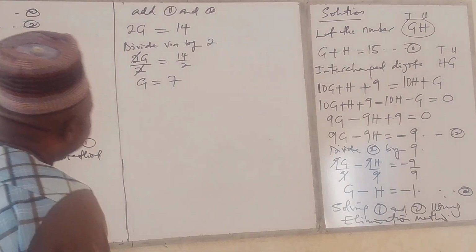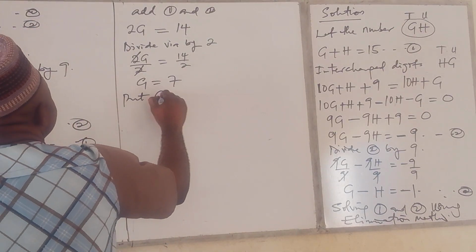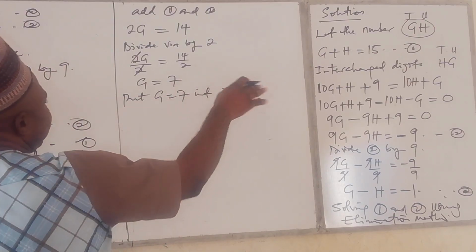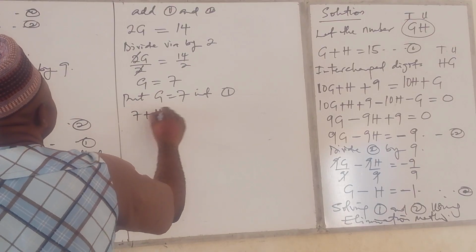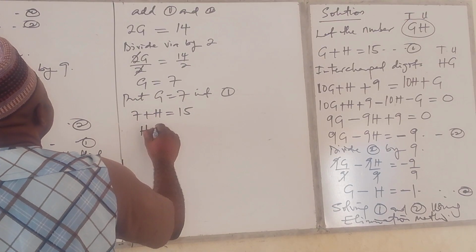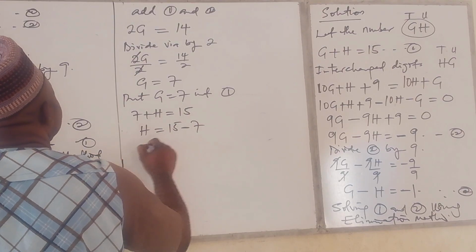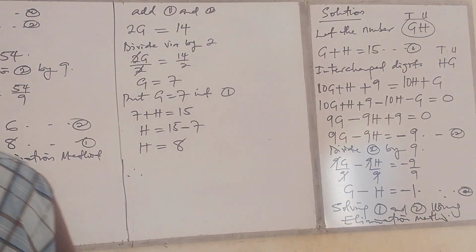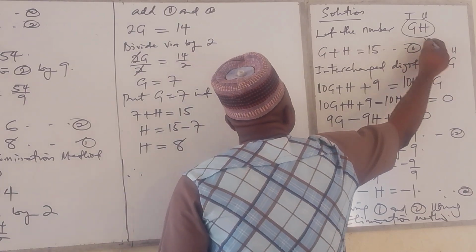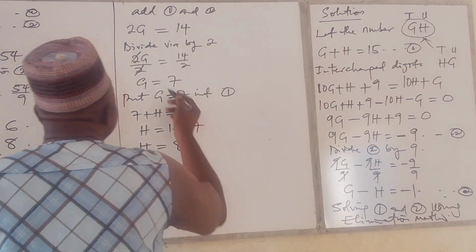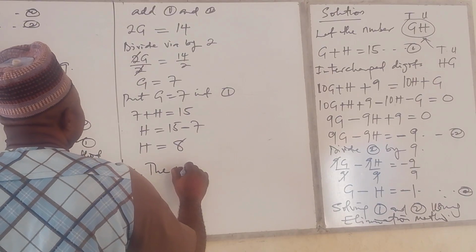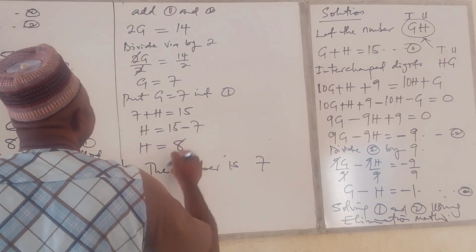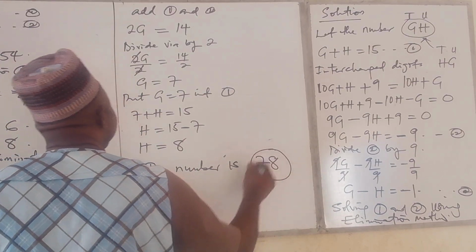Now let's get the value of H. So put G is equal to 7 into equation 1. In equation 1, we have G plus H is 15. It means 7 plus H is equal to 15. So H will be equal to 15 minus 7. H is equal to 8. So therefore, remember we said let the number be GH, and the value of our G is 7. So the number is G, which is 7, then H, which is 8. So the number is 78.